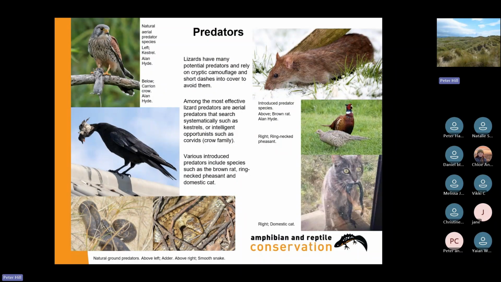Lots of predators. I've given you the depressing list previously. It's just they need to actually find the lizards in the first place and catch them. Kestrels are expert at it. Pheasants are very detrimental to reptile populations, and I won't talk in too much detail about them because it makes my blood boil.